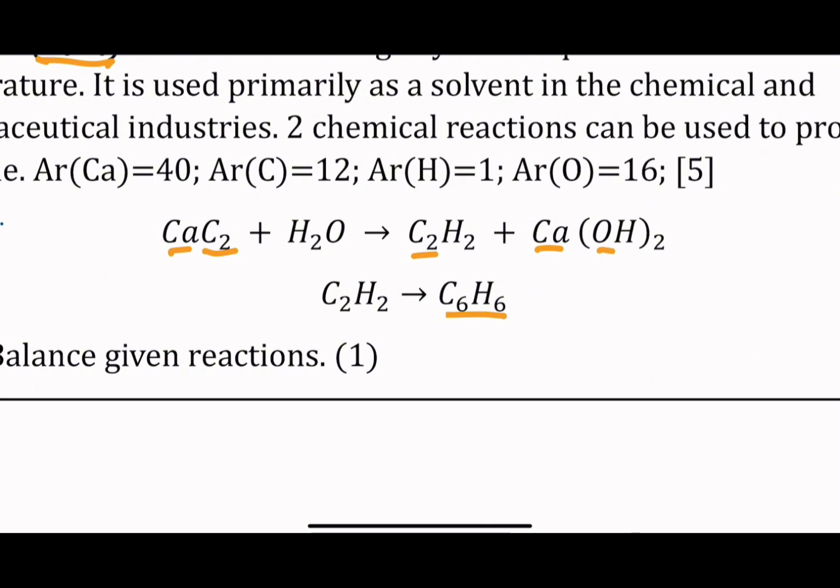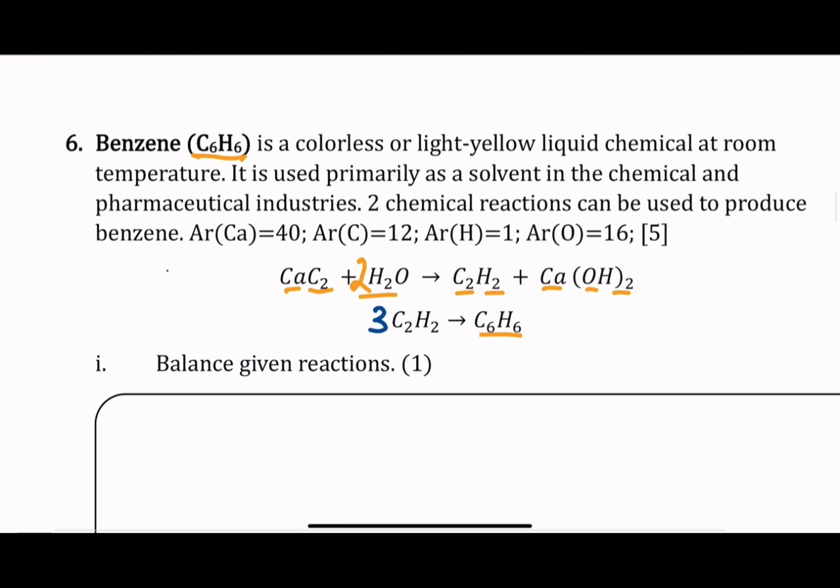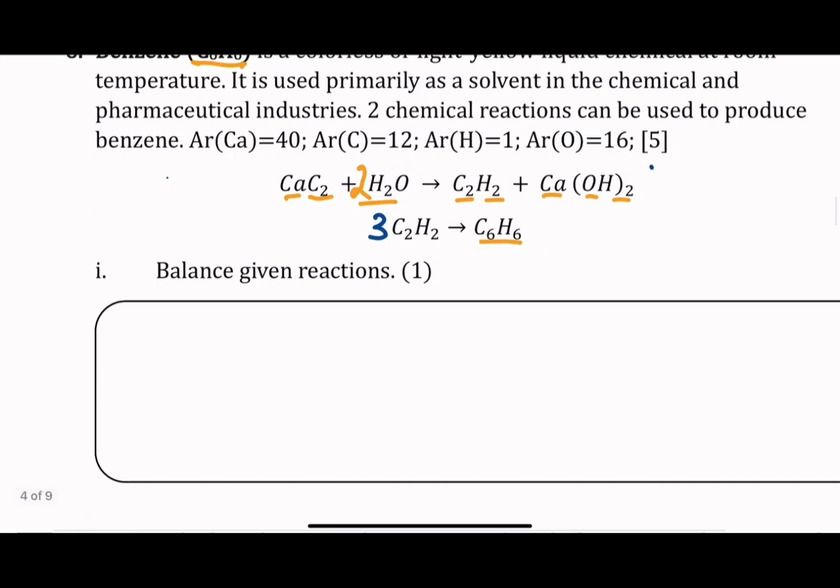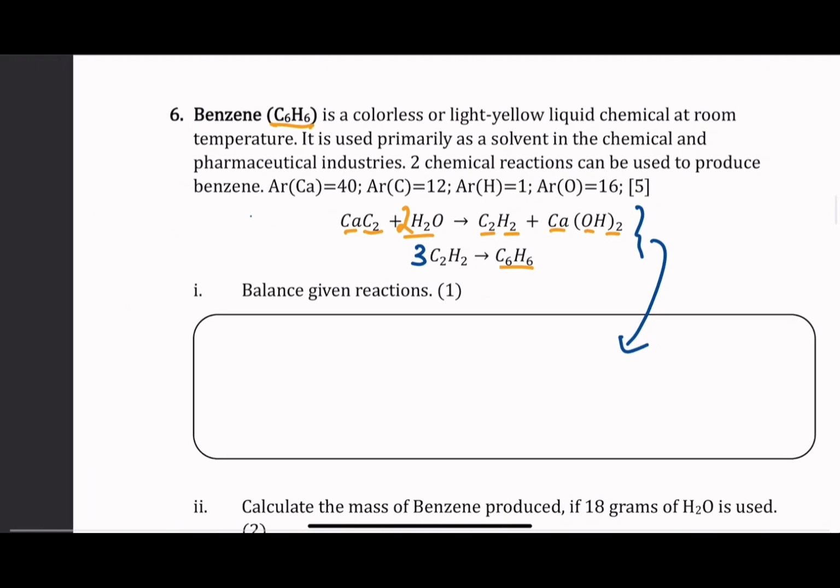But we have 2 oxygens here, but 1 oxygen here. So if I put 2 in here, my hydrogens are also going to be okay because I have 4 here, 2 and 2 here, altogether 4. Now everything is balanced in the first reaction. The second reaction, I'm going to just put 3 in here and everything is good. So this one will be just transferred here.